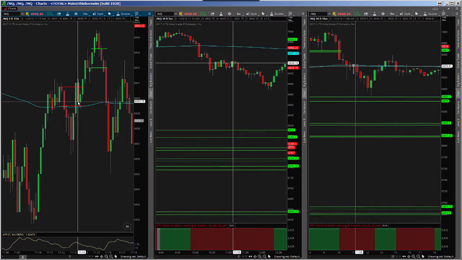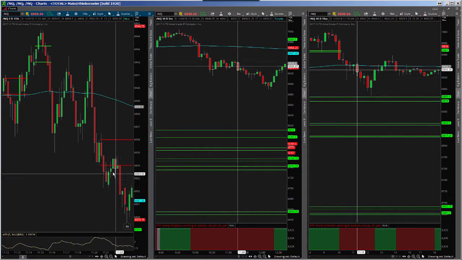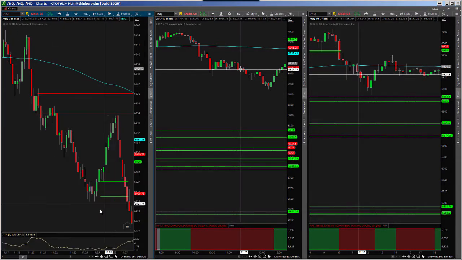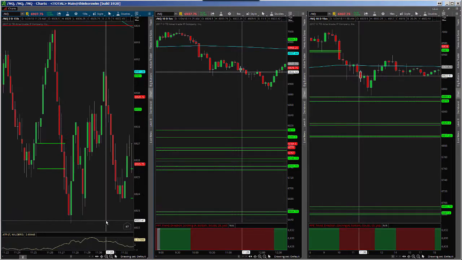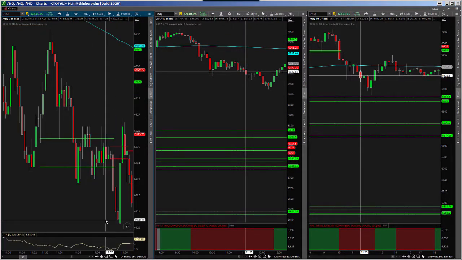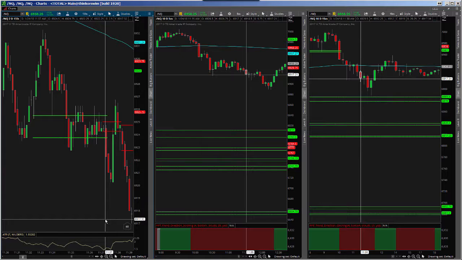Another red zone for a loss. Here's another red zone. Entry would be 32.75. And there's your target. So there's a win.